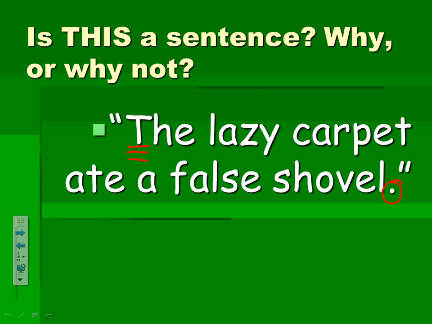They're always going to have a subject. So who or what is this about? It's about the carpet. And then it will say something about the subject or what the subject is doing. So what about the carpet? Well, it is eating a false shovel. So even though this is a nonsense, goofy, weird sentence, it's still a complete thought. It has a subject and a verb, so we would say, yes, it is a sentence. Let's look at one more.